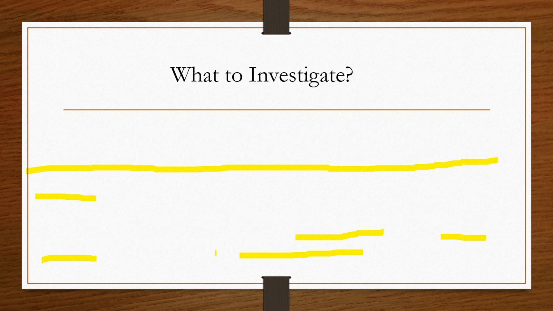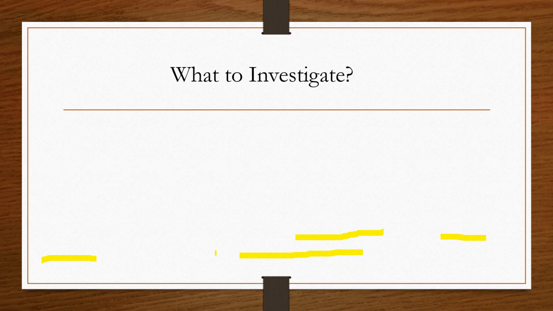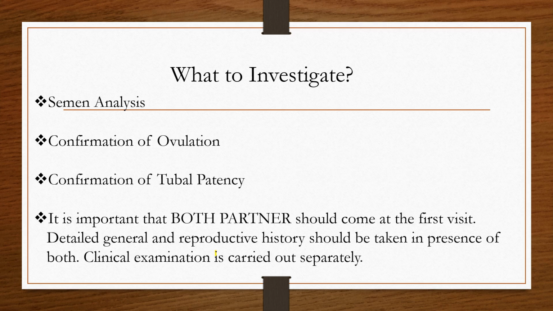Now, what to investigate? We know the objective of investigation: to find out the etiology, to repair the defects, to assure if there is no defect. We know when to investigate. If even after 1 year of unprotected intercourse at a regular interval there is no pregnancy, then investigation is required. Both the male and the female factors are to be searched for. Usually the semen analysis is done first to rule out the male factor, followed by the confirmation of ovulation to rule out the ovary related causes, then the confirmation of tubal patency.